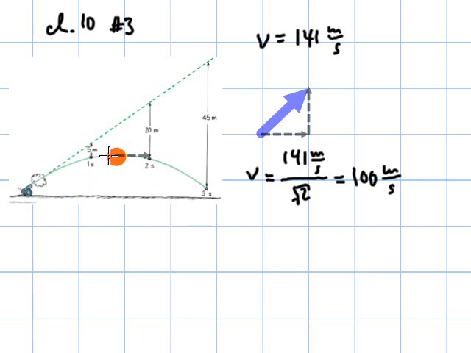Of course it's still accelerating because otherwise it wouldn't fall down, and of course it does fall down. On the way up it's decelerating, on the way down it's accelerating due to gravity. So here we just have left the horizontal velocity, so its speed is 100 meters per second horizontally.